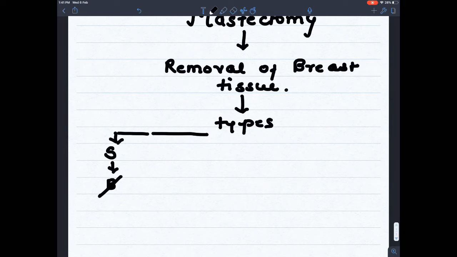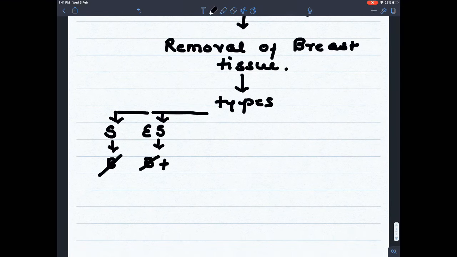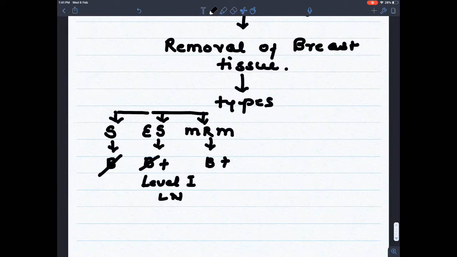For example, simple mastectomy involves removal of breast only. Extended simple mastectomy, where we go one step ahead, removal of breast plus level 1 lymph node removal. In extended, we will remove breast plus level 1 lymph node. Third type is MRM, modified radical mastectomy. Modified radical mastectomy involves removal of breast plus level 1 and 2 lymph node. So can you see there is a constant evolution.